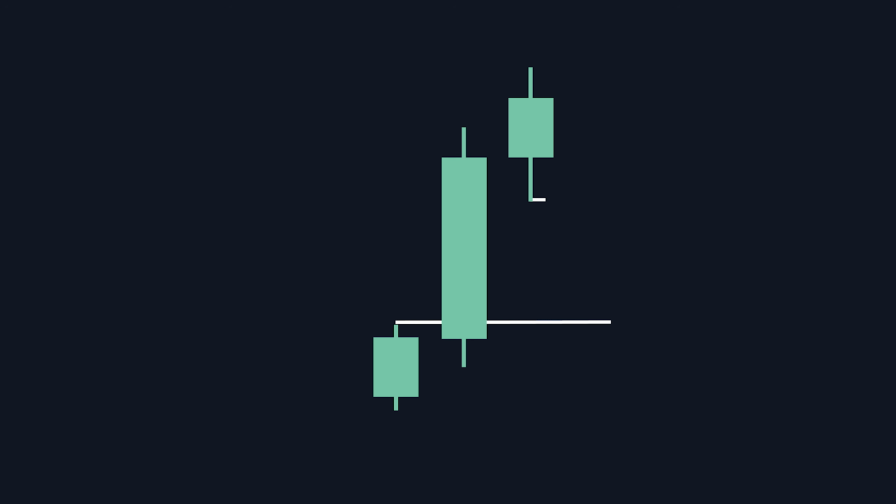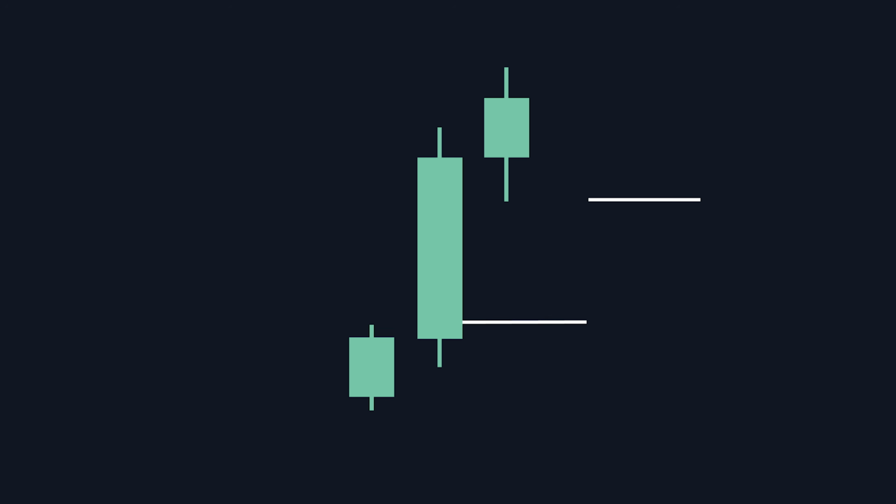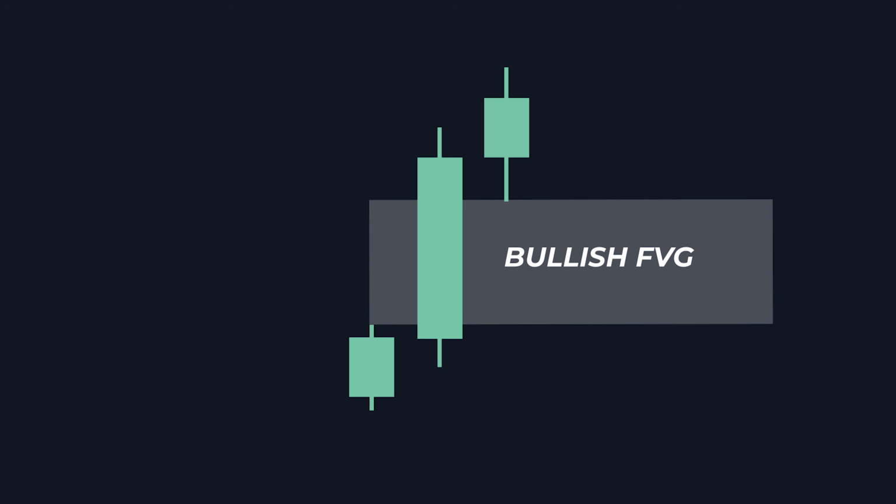You see a strong candle that moves sharply in one direction. This candle has a long body and almost no wicks. That tells you that the market moved very quickly. We call this candle 1. The next candle, which we call candle 2, opens at the close of candle 1. Then candle 3 appears. That area, between the high of candle 1 and the low of candle 3 in a bullish move, is called a bullish fair value gap.